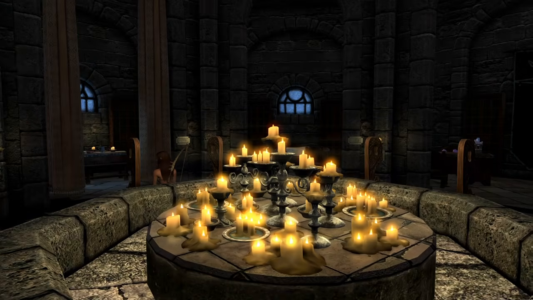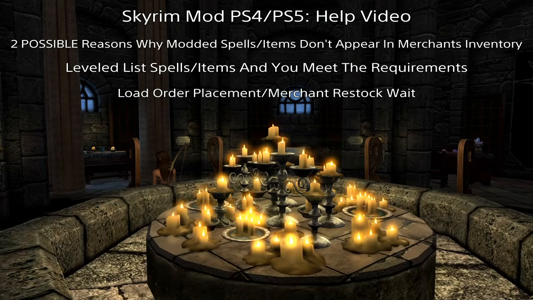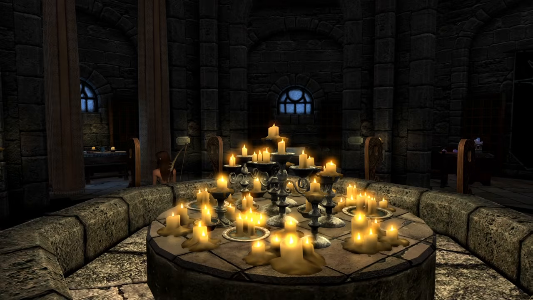Today's Skyrim mod video on PS4 is not a showcase but more of a help video, although I don't know how helpful it's going to be, to try to explain something that I get asked quite often in the comments. That is when you have a mod that adds, usually, a spell in the form of spell tomes to a merchant or vendor's leveled list, and you meet the requirements for the merchant to sell the item, but it's not in their inventory.